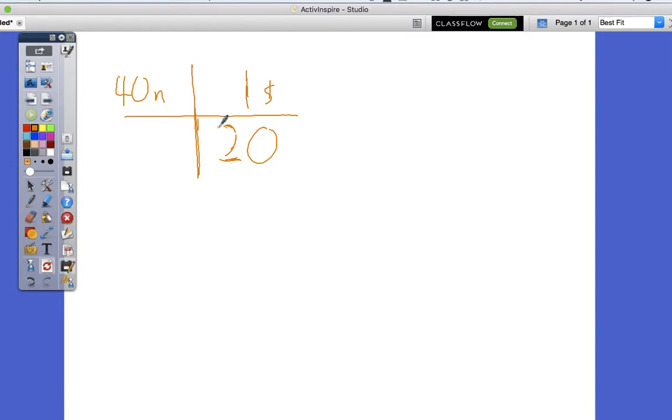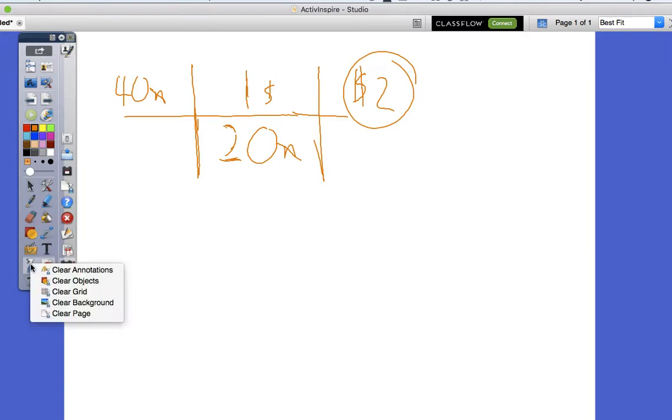Okay, so we got nickels right here. Cross out nickels, right? And then we just do our math. We end up with dollars. How many dollars? $2, because we have this guy. So we understand that this is the most simplistic version of dimensional analysis possible, right? Okay, cool. So now we're going to go through these steps real quick.